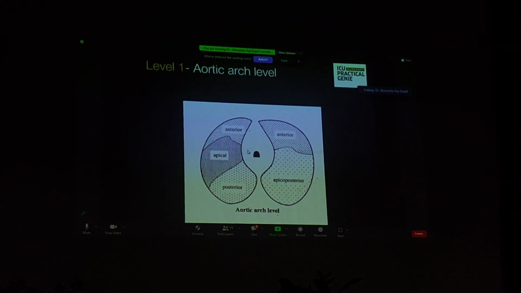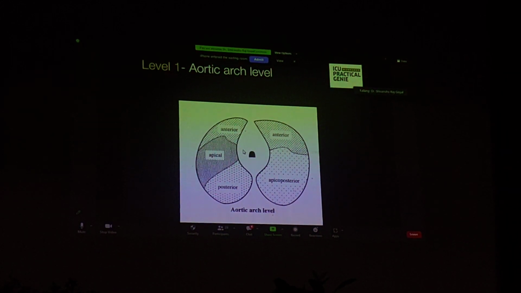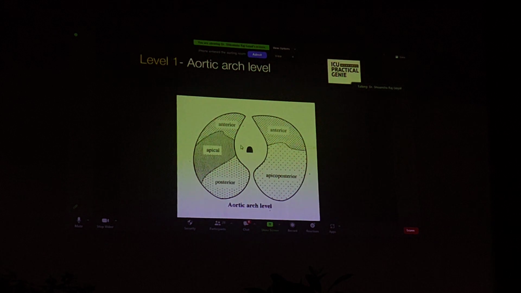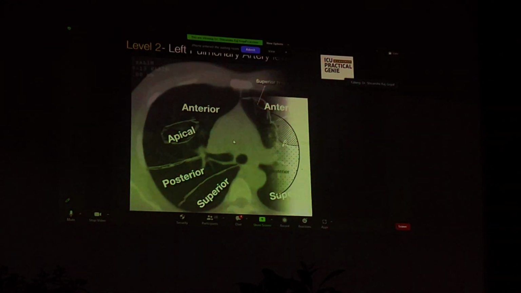I'll be taking you through some exercises to identify structures in a particular segment. Once you start training yourself every day on this, you will never go wrong on a CT scan identification.